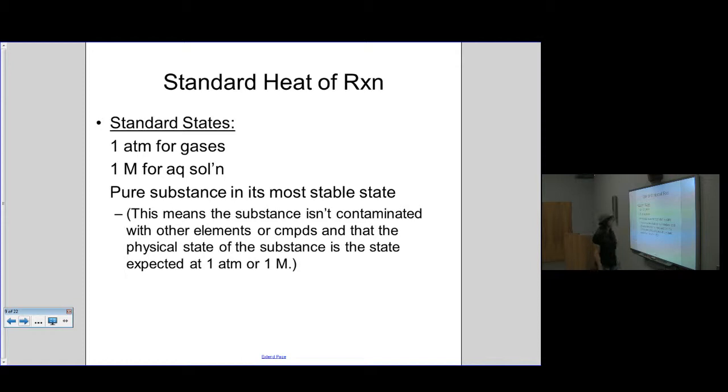So let's talk about standard state for just a minute. The standard state is 1 atmosphere for gases and 1 molar for aqueous solutions. We have talked about molarity a little bit in Unit 2 when we determined how to make a solution. So that's the concentration, and so is an atmosphere. Of course, we need pure substances. So we just want iron if we're talking about iron, or whatever the substance is, in its most stable state. Iron in its most stable state is going to be a solid.